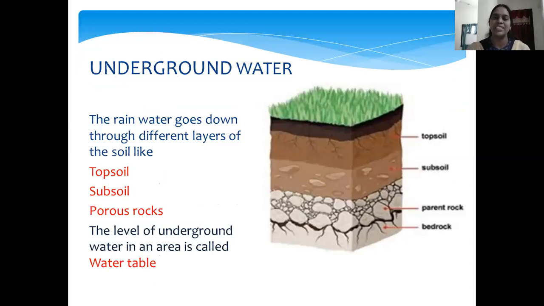Coming to the next one, underground water. What is underground water? Suppose there are heavy rains. Where does this rainwater go? The rainwater goes down through different layers of the soil, to the underground. In the underground there are different layers. So what are the three different layers? Topsoil, subsoil, and porous rocks. The level of underground water in an area is called the water table. This is nothing but underground water.